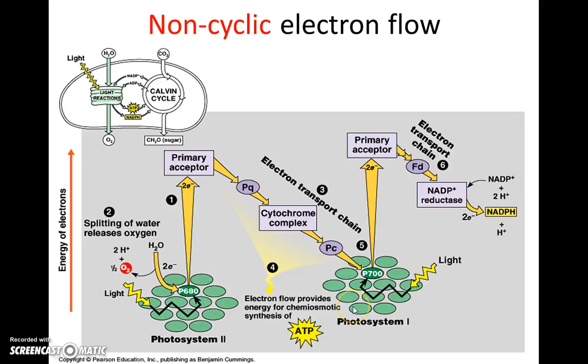Okay, so first off, you need to know about the photosystems. You've got two photosystems. They are pretty much the solar panels that absorb the light. That is where the electrons are going to be excited. Okay, that's what you need to know about that. And it contains chlorophyll.